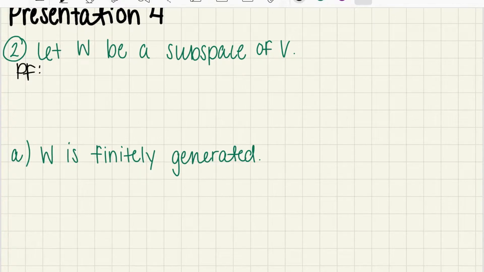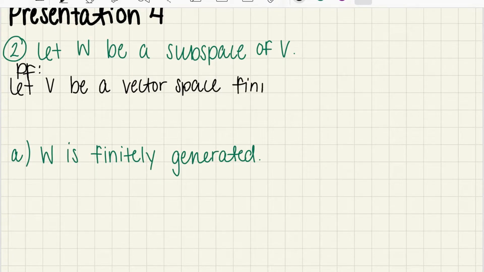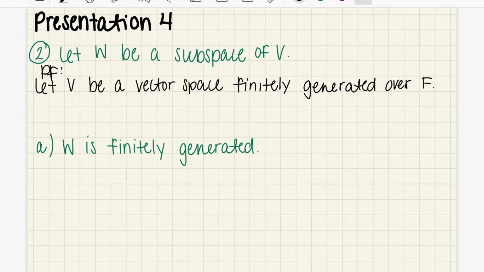So the first part of the proof, I'm going to say, let V be a vector space finitely generated over F. And I'm also going to let W be a subspace of V.